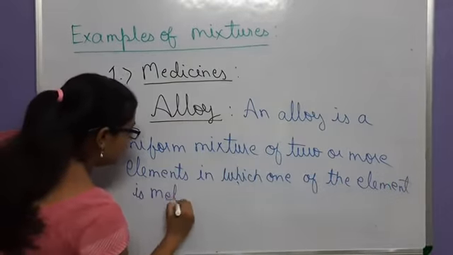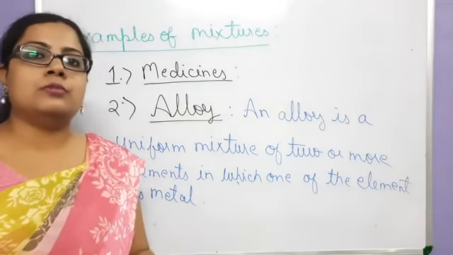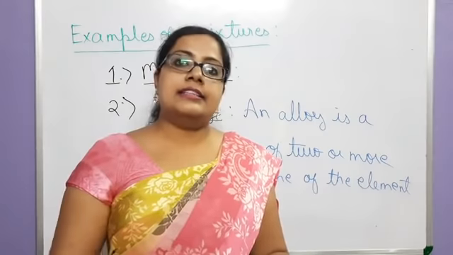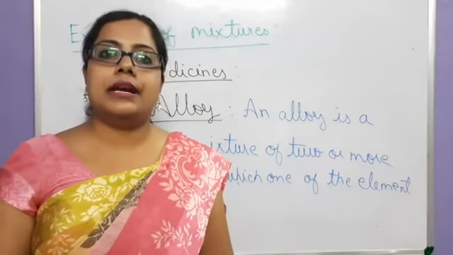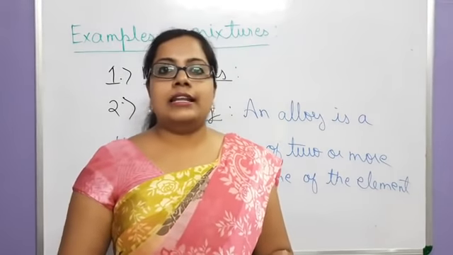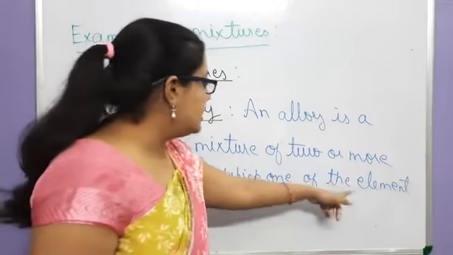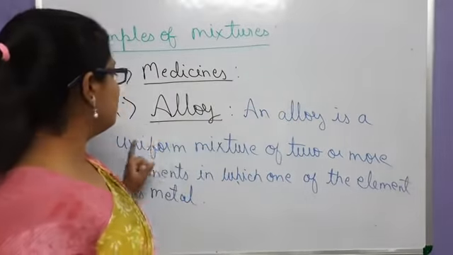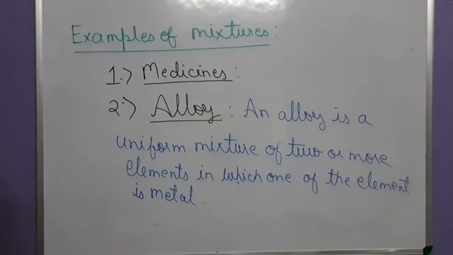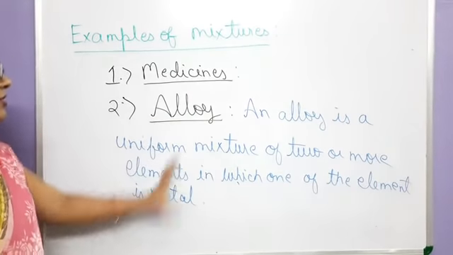is a metal. It is not necessary that only one element should be a metal. The whole alloy can also be formed with only metallic elements. But if some non-metals are added, then it is necessary that one of the elements should be a metal. So this is the condition for forming any alloy. Generally alloys of metals are formed, and in the formation of alloys of metals, some non-metals can also be added. That is why it is mentioned here that one of the elements is a metal. So an alloy is a uniform mixture of two or more elements in which one of the elements is a metal. You can say that it is a homogeneous mixture because I have written uniform mixture. So this is the definition of alloy.